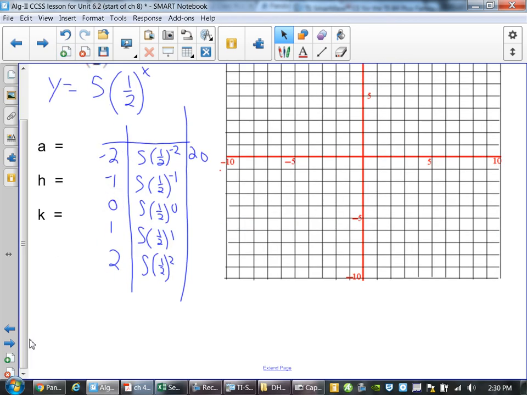So what's 1/2 to the -1? 2 times 5 is 10. What's 1/2 to the 0? 1. What's 5 times 1? What's 1/2 to the 1? What's 5 times 1/2? 2.5. And then 5/4. So what's happening here is it's just going a different direction. At -2, you're way up at 20.